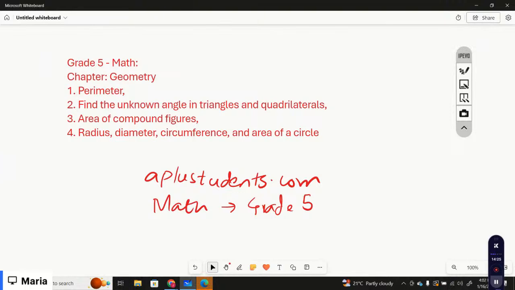We're going to start with chapter geometry. The lessons we're going to cover today are perimeter, find the unknown angle in triangles and quadrilaterals, area of compound figures, radius, diameter, circumference, and area of a circle.